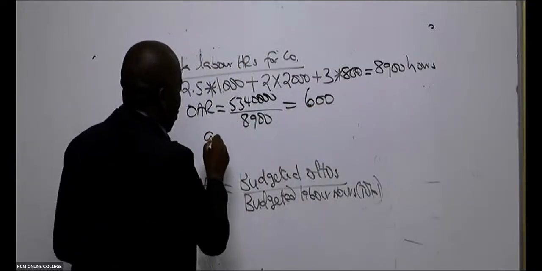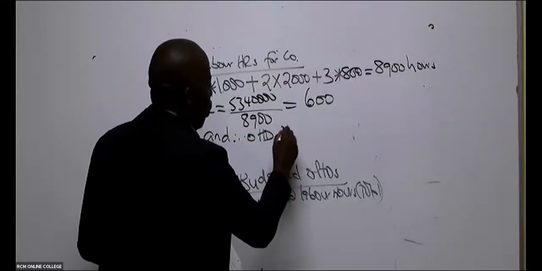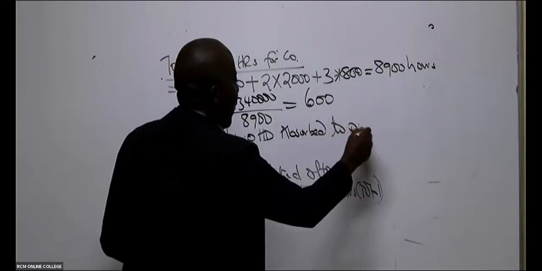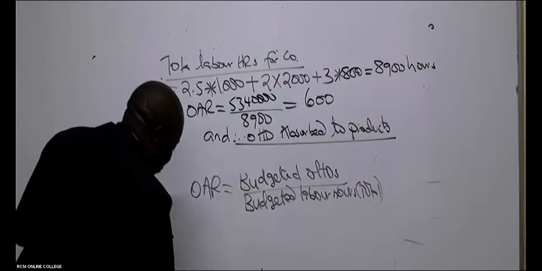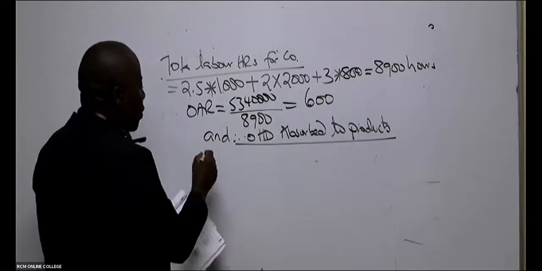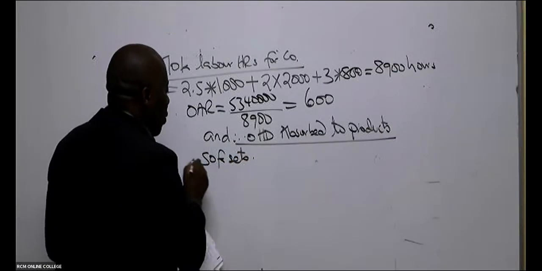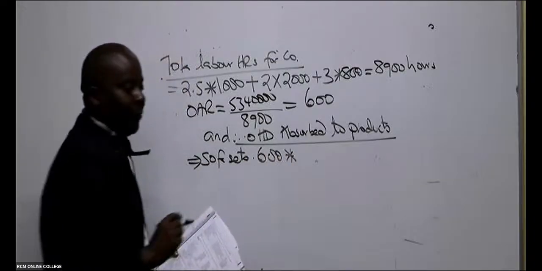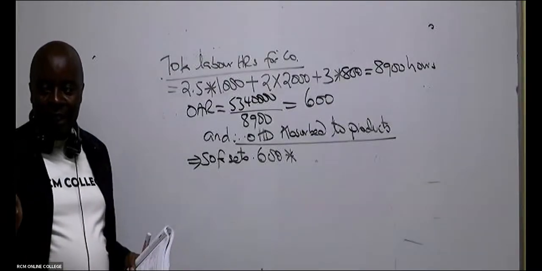And therefore, overheads absorbed to each unit. Overheads absorbed to products. Ladies and gentlemen, we start with the first product. The first product here is known as sofa sets. So sofa sets, we know that we are absorbing 600 for each hour. But how many hours do we need for all sofa sets?